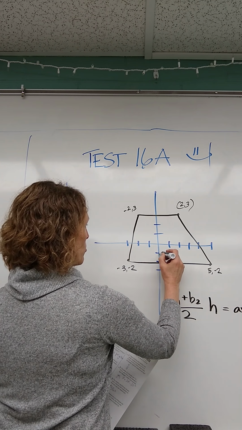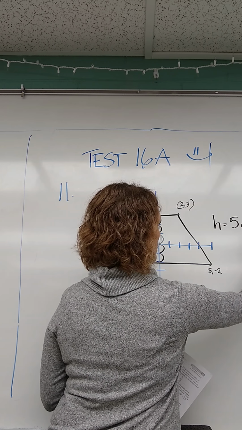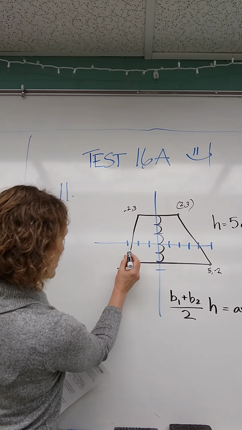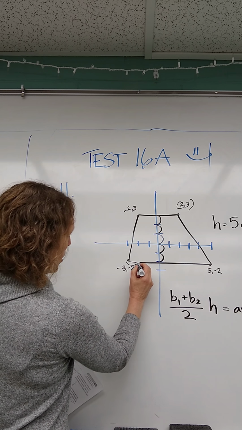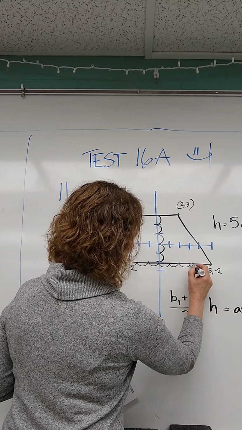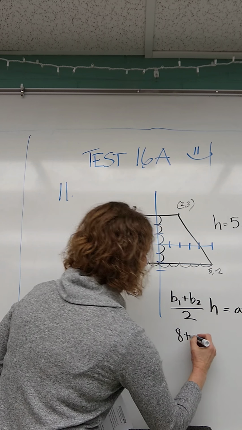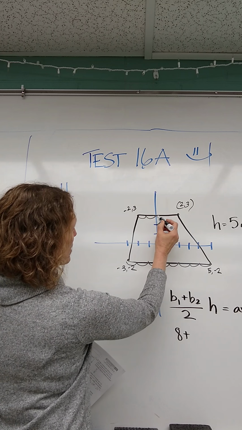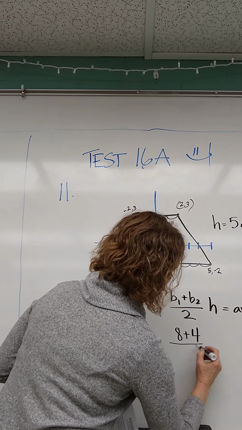So let's find the height first. It's 1, 2, 3, 4, 5. Height equals 5 units. Let's find the length of the bases. You have to be kind of careful, especially since I'm not using real graph paper. Notice this is over 3, and this one is over 5. Altogether, that's 8, so we're going to call base 1 8. Base 2 is over 2 from the y-intercept, and over another 2, so base 2 is 4.